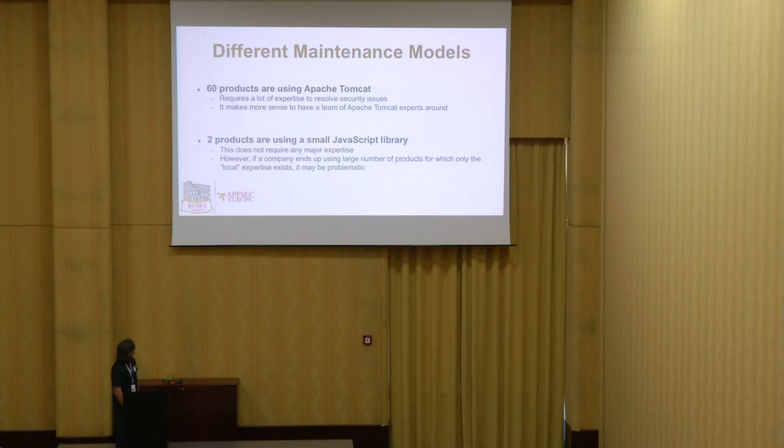So to give you a short example, one extreme is that you have 60 products, and for these 60 products, you ship Apache Tomcat as the core component. And as some of you might know, Apache Tomcat is a very complicated product, and if you need to analyze it for vulnerabilities, even if you use complicated static analysis tools, it really requires a lot of expertise to filter false positives and find false negatives. So in that case, it makes more sense to have some sort of a central security team within a company that will know Tomcat by heart, and that will help other developers and other teams to resolve security issues in older versions or to find new ones.